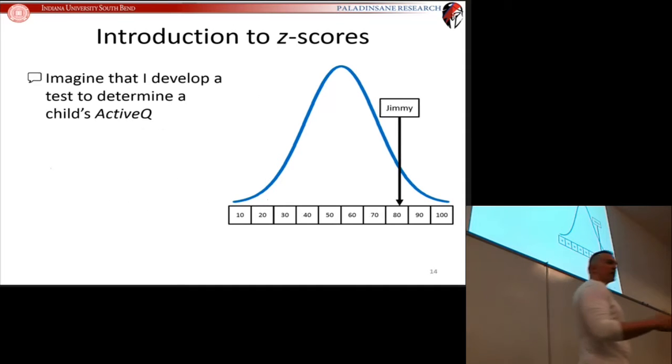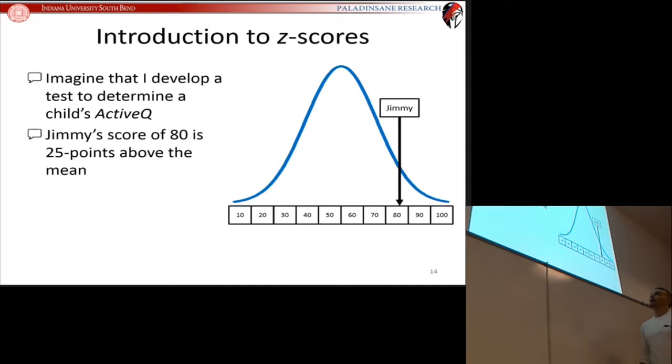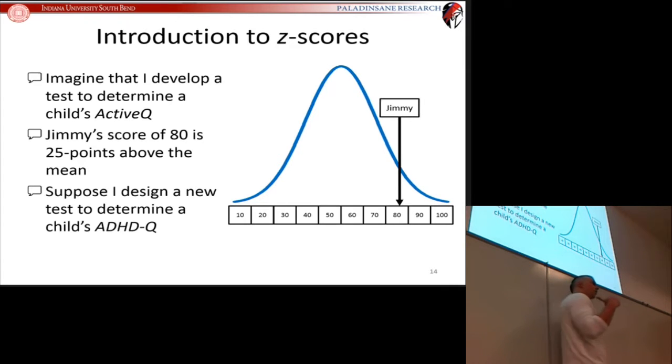So let's say that Jimmy is actually very high on his active Q, and his score of 80 is 25 points above the mean for his active Q. So we know he's got a high active Q. Now, let's suppose that I give him a second test. This is another test that I came up with, the ADHD Q. And it works the same way. It's going to see if Jimmy is very high on attention deficit or very low on attention deficit.